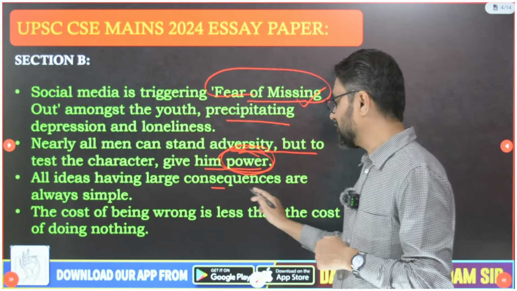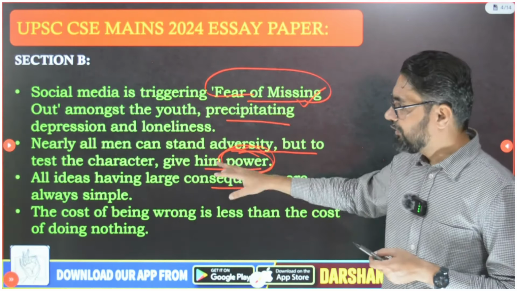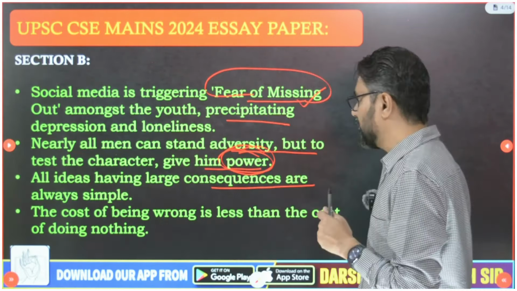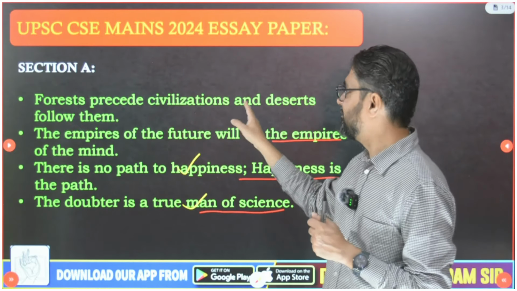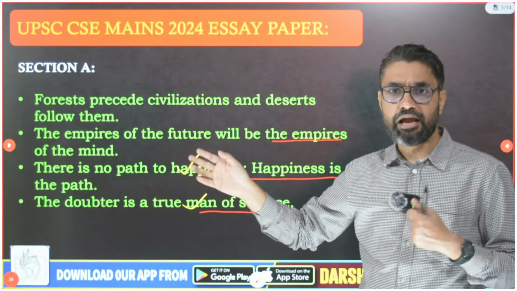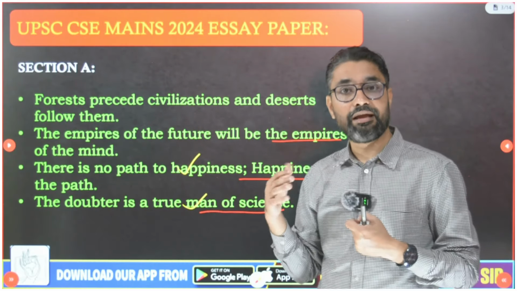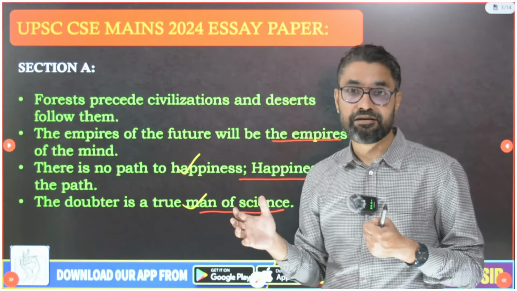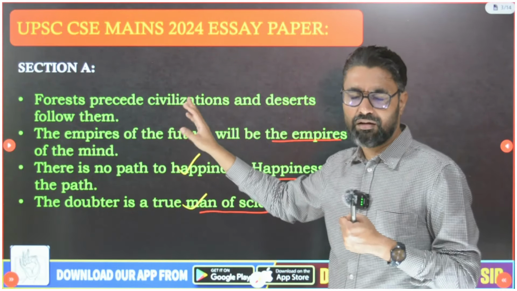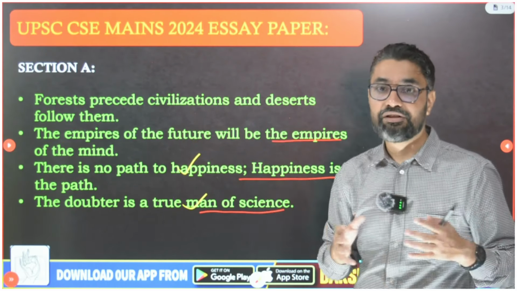Then, all ideas having large consequences are always simple. Now here, guys, generally, whenever possible, you can disagree with the essay. In the previous screen, "forest precedes civilization and desert follows them", you can disagree with this essay. Not necessarily. America, Europe, their civilization is very well developed now, and when they were developing, they developed themselves in a very sustainable manner. So that's not the case that forest precedes civilization and deserts follow them. Not all the time. We have very good examples where civilizations lived in harmony with nature.